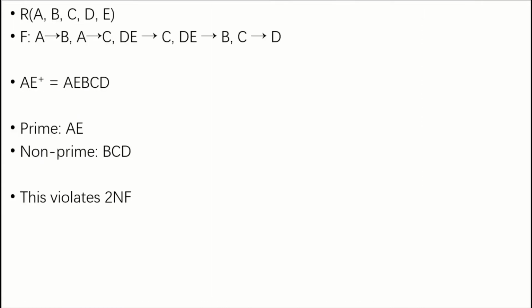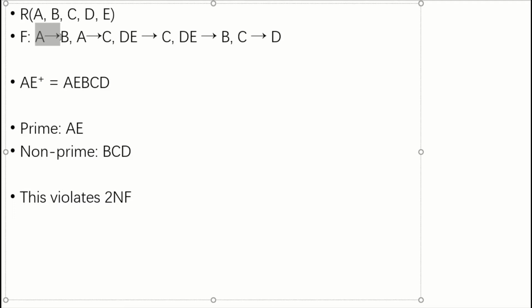Another example we have over here, R is A, B, C, D, E, and let's assume A implies B, A implies C, DE implies C, DE also implies B, and C implies D as well. On the right hand side, the attributes that are not there are A and E, and we find the closure of AE, which is A, B, C, D, E. We find that AE is hence a candidate key. The prime attributes are A and E, and the non-prime attributes are B, C, and D.